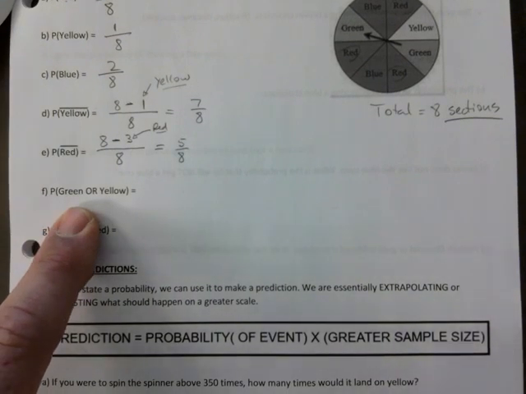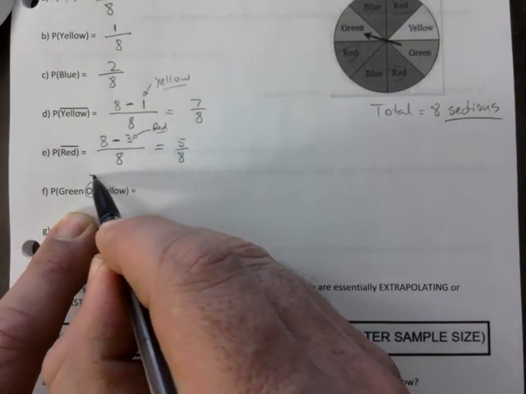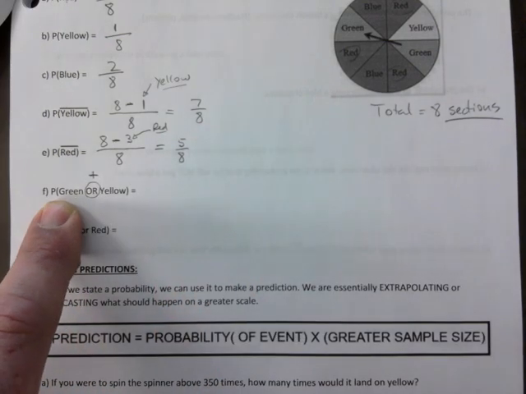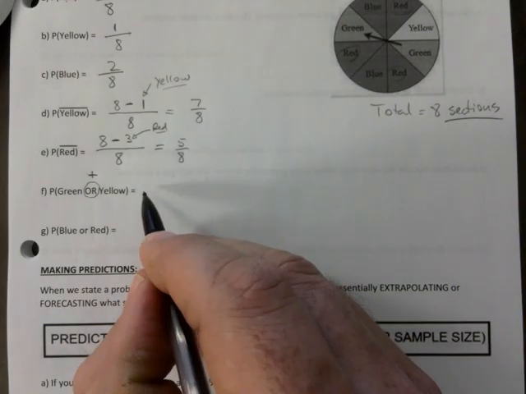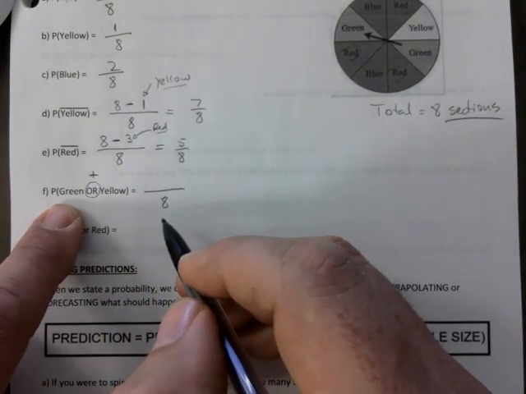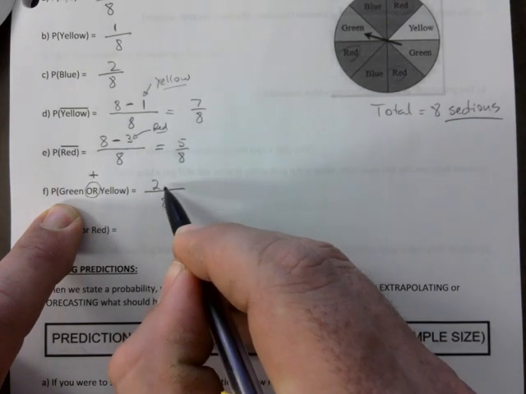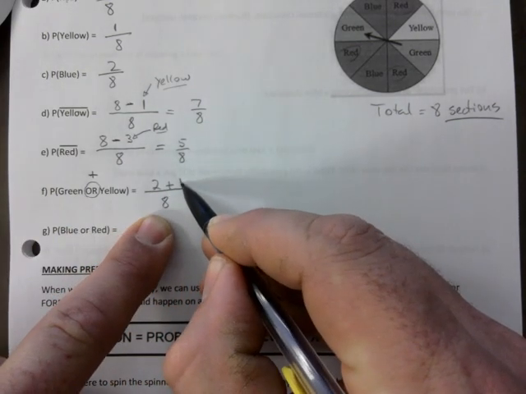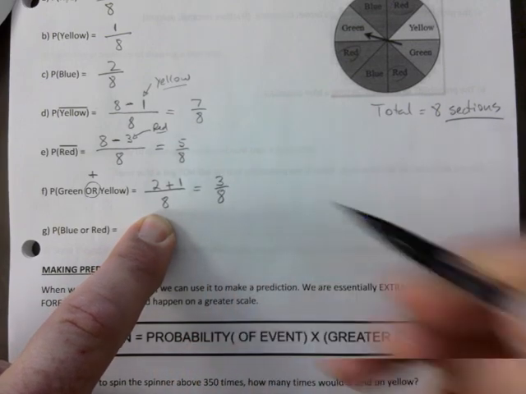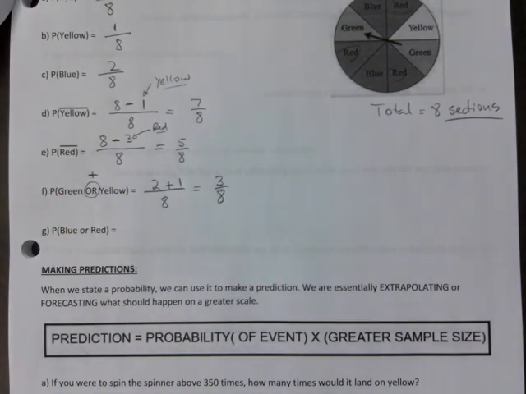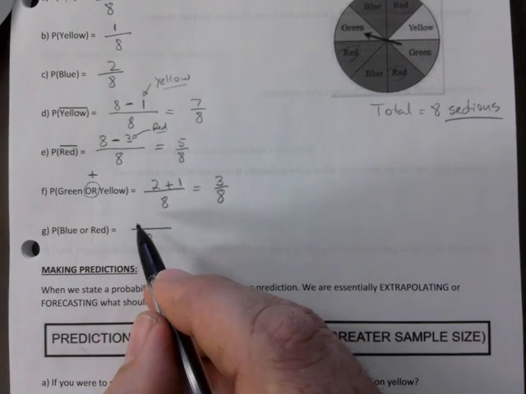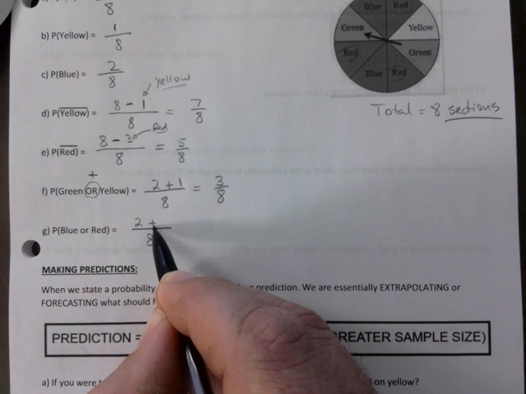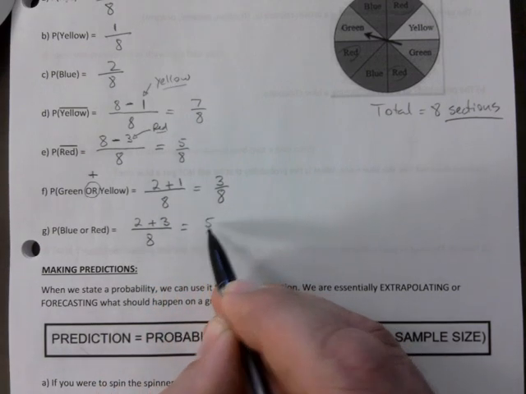Green or yellow? What does or mean? It means plus. It means it could be either, it doesn't matter. You're going to win the prize if it lands on either one of them. So we go 8, and then you grab your greens. There are 2 of them, and there's 1 yellow. Okay, so the chances of this event happening would be 3 out of 8. Okay, probability of blue or red, it's still out of 8. So you grab your blue. I have 2 blues, and I have 3 reds. So that's 5 out of 8.